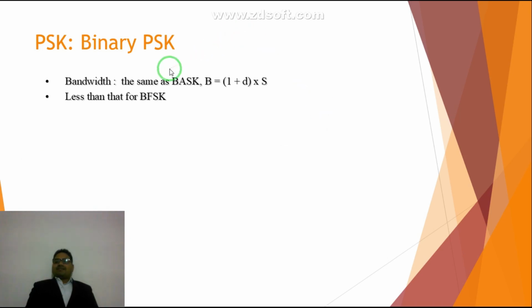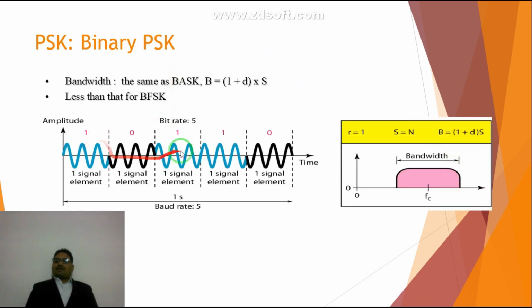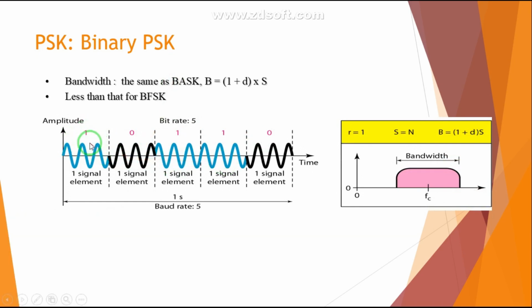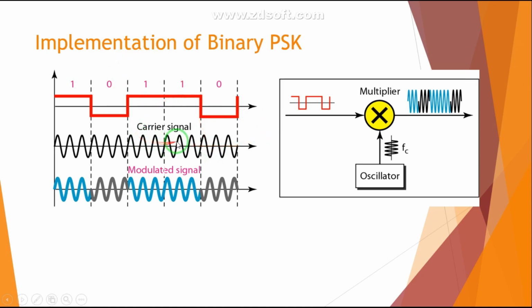Next is your PSK. You can see from the figure that the phase is going to change. Whenever there is a transition from 1 to 0 or 0 to 1, there is a change in the phase, keeping its frequency and amplitude constant. But whenever there is no transition, 1 to 1 or 0 to 0, there is no phase change. And this is the implementation of your binary PSK.